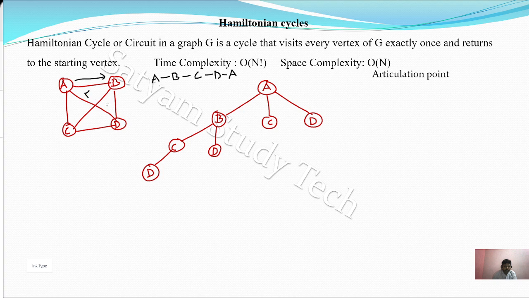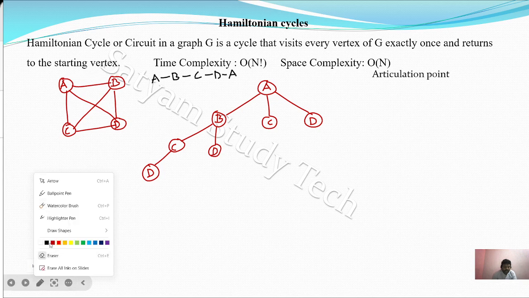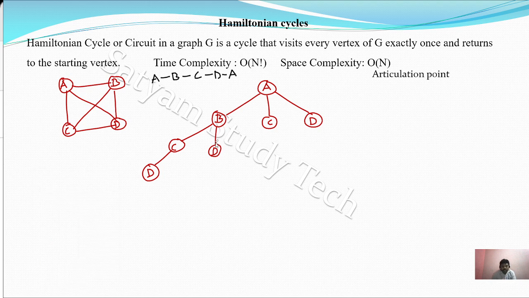You can see how many cycles exist in this graph. Likewise, we have to find out. So now here it is D. The unvisited vertex is C. Is there any edge from D to C? The D to C edge is there.